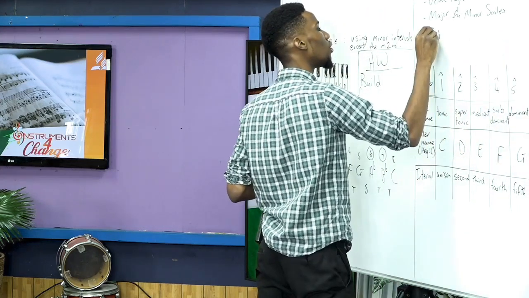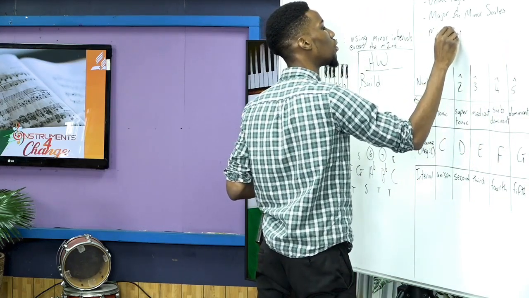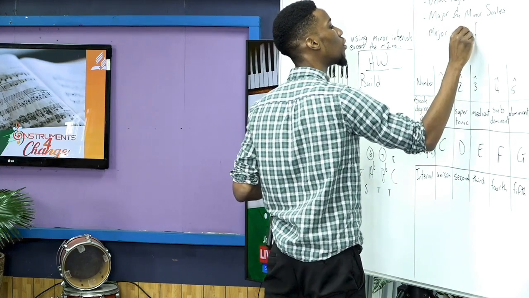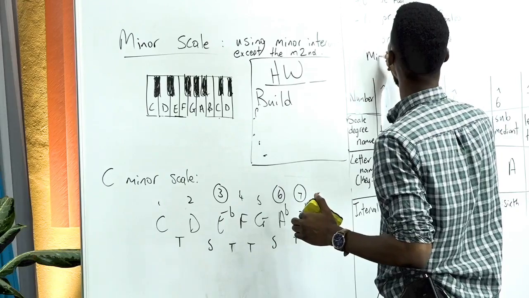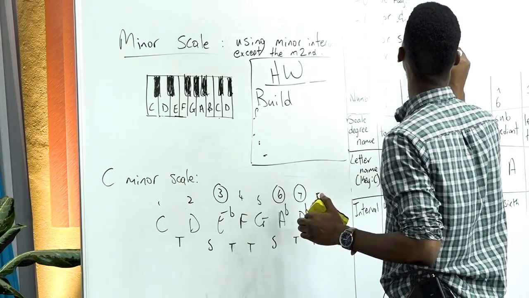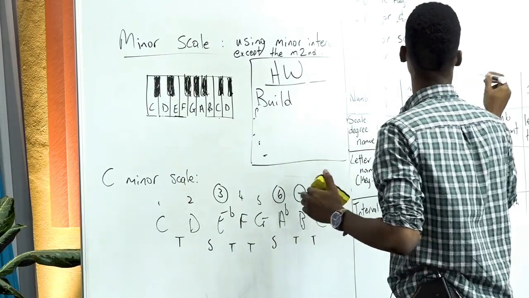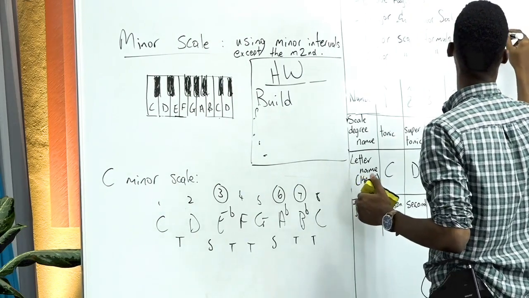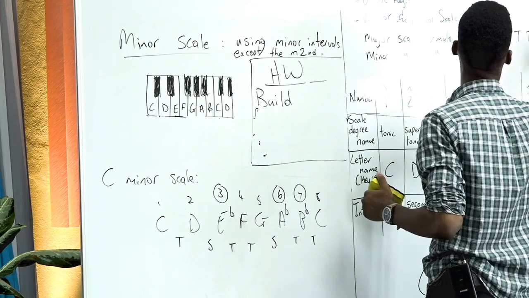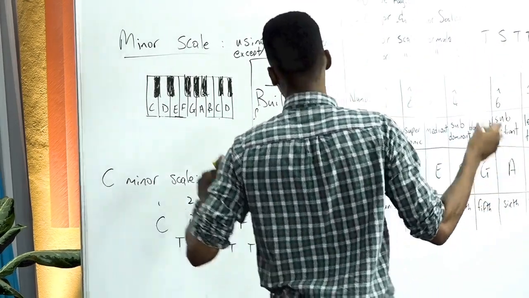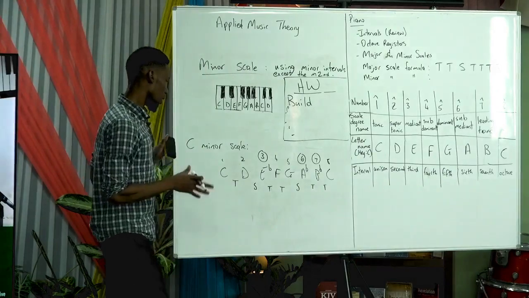To do a quick little recap. And then we're going to write the minor scale formula different. Right? The major scale formula was tone, tone, semitone, tone, tone, tone, semitone, right? Tone, tone, semitone, tone, tone, tone, semitone. Let's look at the minor scale formula now.